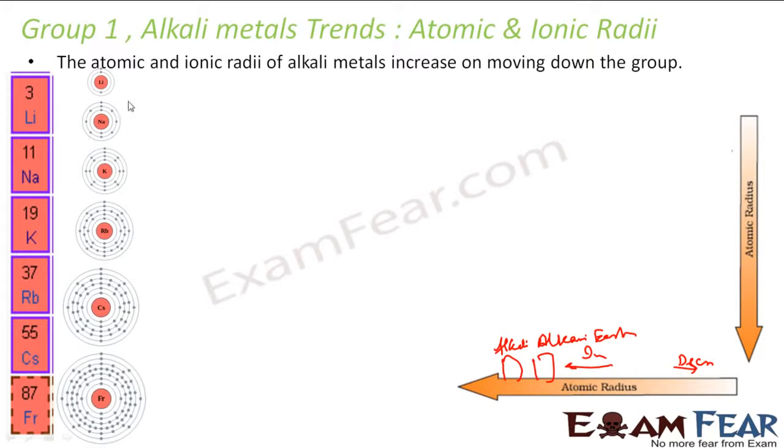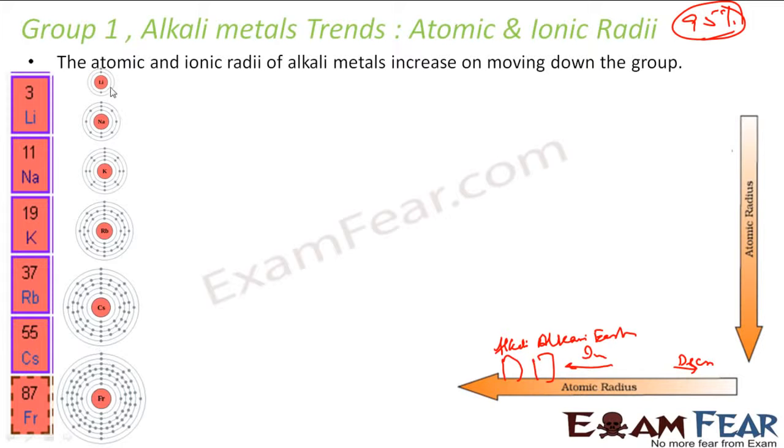If you see, from lithium to sodium the size increases, the shells increase; potassium all the more increased, rubidium all the more, cesium all the more, francium all the more. And if you remember this chart, you will be able to understand 95% of the concepts on the properties of alkali and alkaline metals. Just remember this chart, and the moment you go down the group, just remember this.